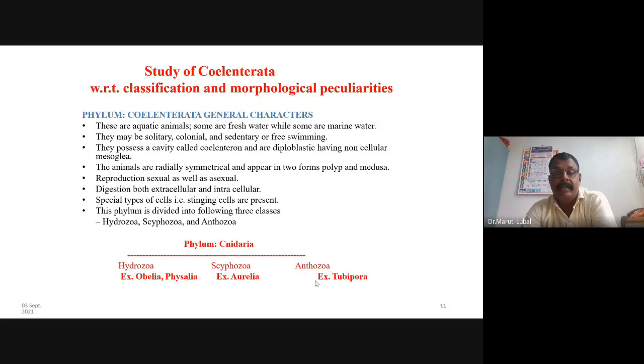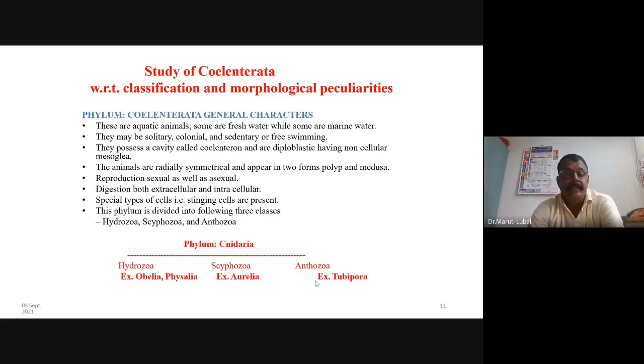Coelenterate animals possess a cavity called the coelenteron, and all coelenterate animals are diploblastic, having two layers, and also having non-cellular mesoglea. The animals are radially symmetrical and appear in two forms. First form is polyp form and second form is medusa form. Reproduction is sexual as well as asexual type.